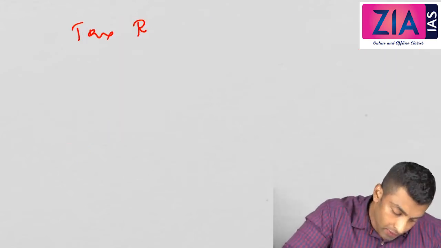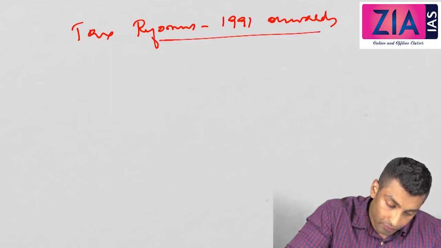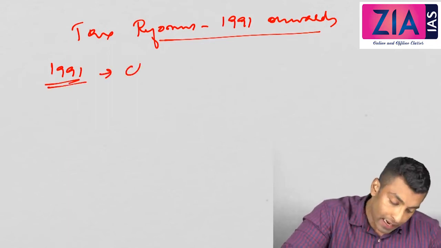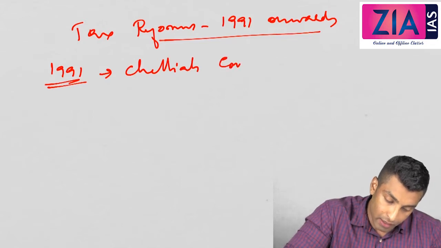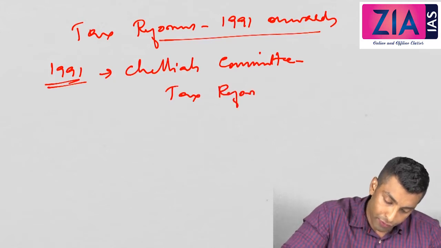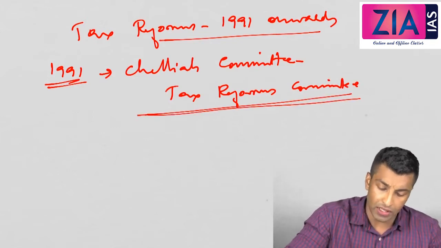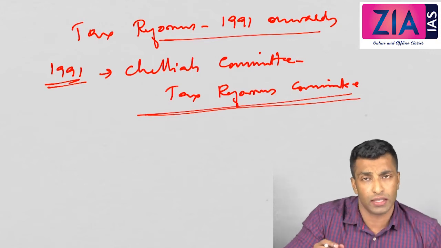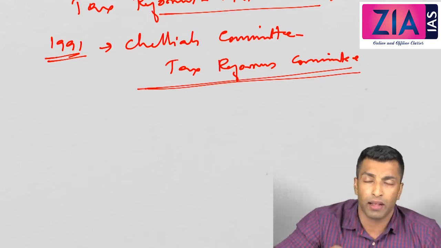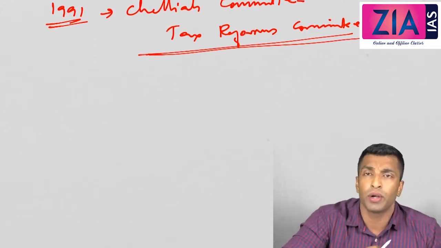So, tax reforms, 1991 onwards. In 1991 there was a committee, as I have already told you, the Chelaya Committee, or Tax Reforms Committee. Most of the recommendations of this committee were accepted, so this committee is actually very important for us, just like Narasimham Committee 1 that we discussed before when we discussed banking, one of the most important committees related to the banking setup. So here let's quickly look into those recommendations.